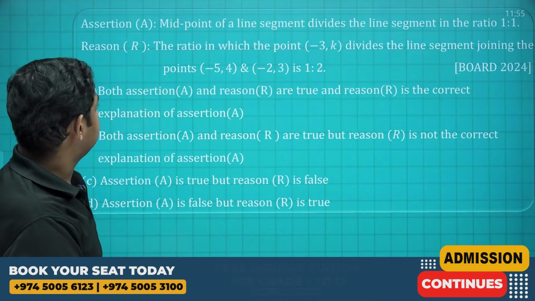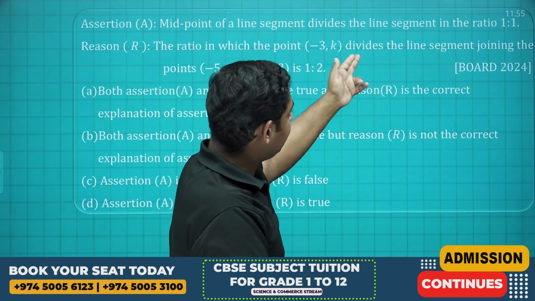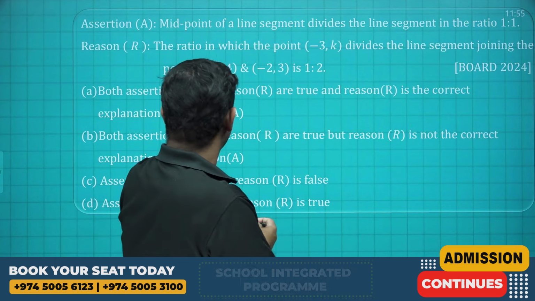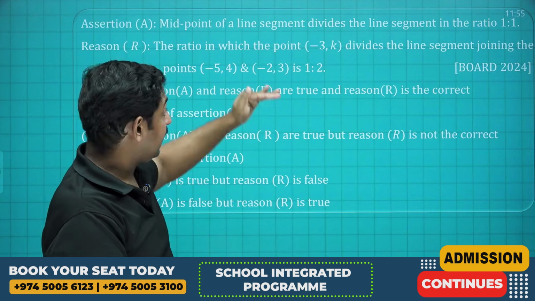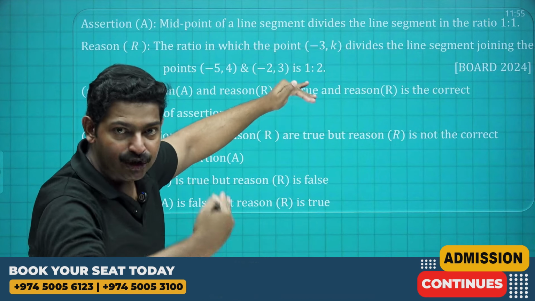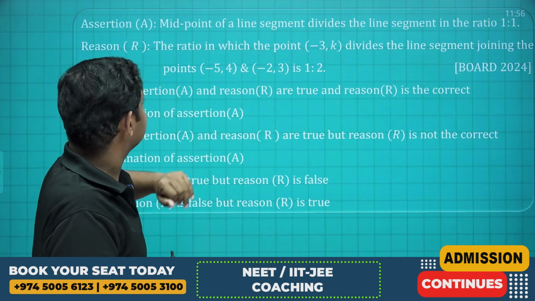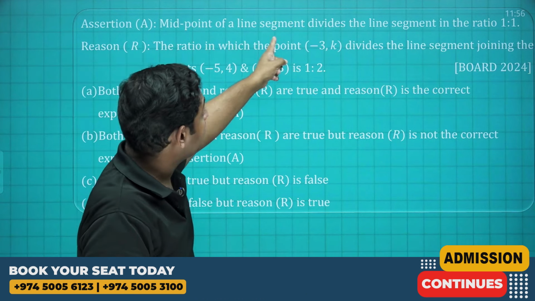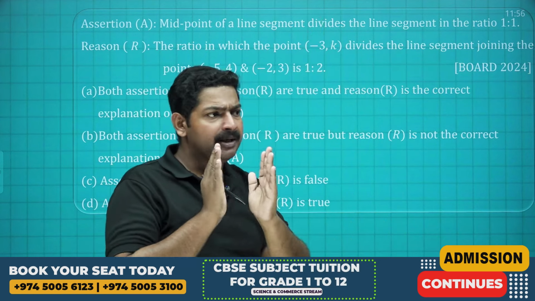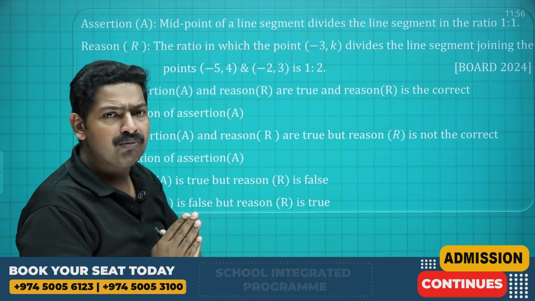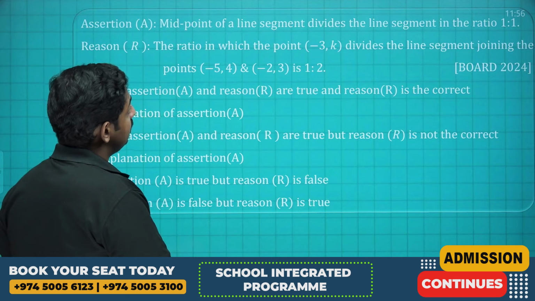Here you can see the reason: the ratio in which the point minus 3, k divides the line segment joining the points minus 5, 4 and minus 2, 3 is 1:2. We need to do some steps, then only we can confirm whether it is true or false. So we can read the assertion first again. Midpoint of a line segment divides the line segment in the ratio 1:1. That's correct, right? The midpoint divides the line segment in the ratio 1:1. That is correct. So we can check whether the reason is true or false.